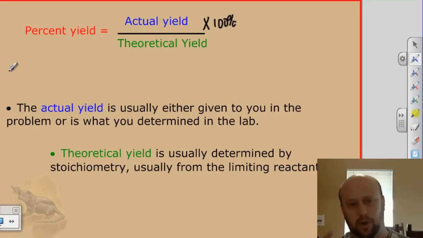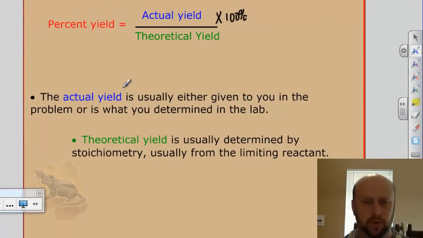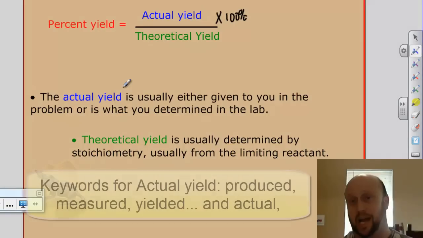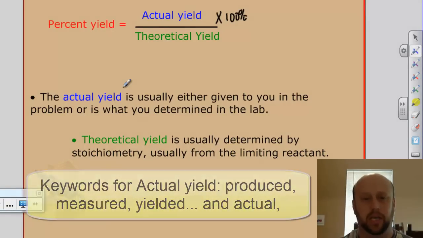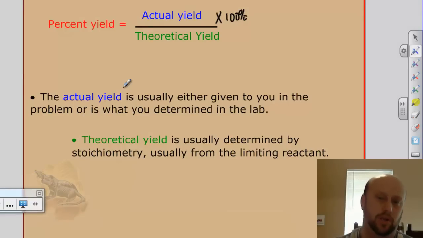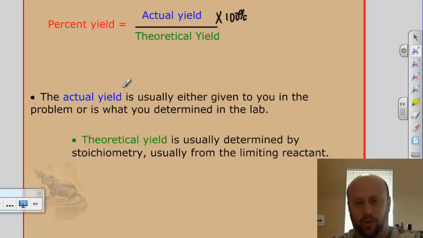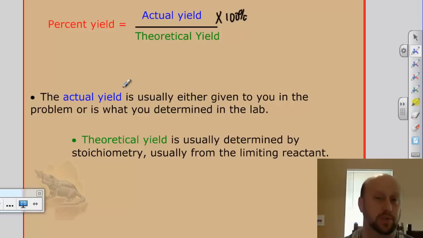Okay, so terms. Actual yield is what you actually get. If you're doing this in the lab, when you weigh your final product, that's the actual yield. We're going to do a lab here, if not tomorrow, in the next few days, where we're going to get an actual yield. What you weigh at the end, that's what you actually got. In a problem, it's going to say that is how much is actually produced. Usually this is the number that's given to you in the problem.